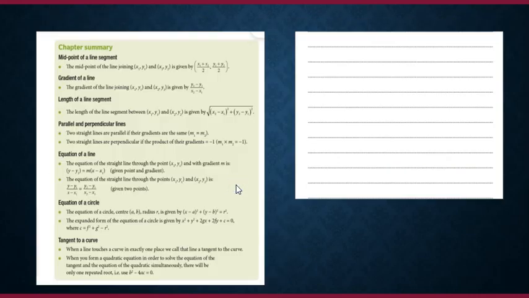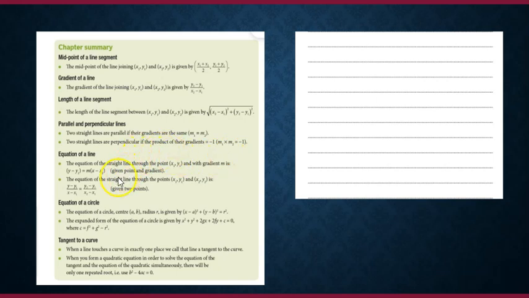So generally, in this topic we have looked at the midpoint of a line segment in the form x1 plus x2 divided by 2, y1 plus y2 divided by 2. You use the formula to find the midpoint. We have also looked at the gradient of the line and the length of a line segment, taking the square root of the x and y values. We looked at parallel and perpendicular lines: when two gradients are equal, the lines are parallel, and when the two gradients multiply to give negative 1, the lines are perpendicular.